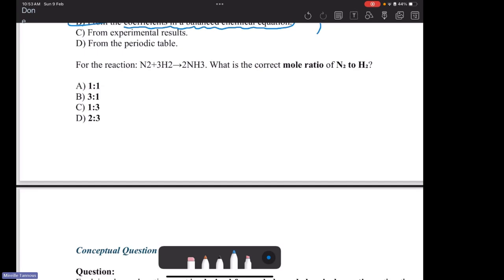What is the mole ratio of nitrogen to hydrogen? Read the sentence. They said N2 to H2. So 1 to 3. If the question was of H2 to N2, then your answer would be 3 to 1. So now the correct answer is C.